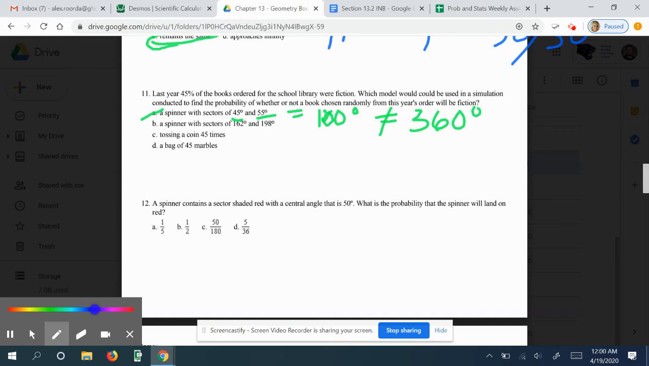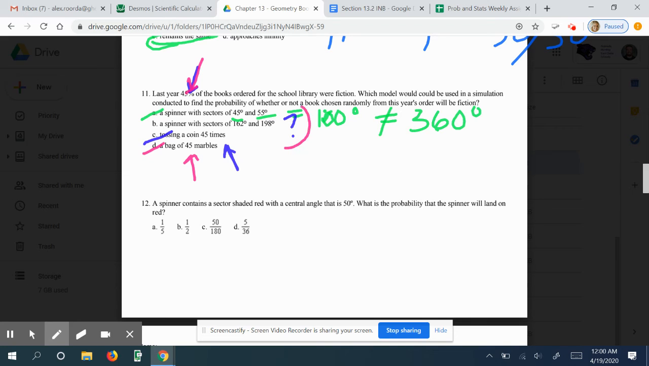Let's go to B. A spinner with sectors of 162 and 198. I'm not quite sure about that, so I'll put a question mark. Next one, tossing a coin 45 times. Now, 45% and 45 times on a coin are not the same thing, so it's not C. And then 45 marbles. Again, 45% and 45 marbles are not the same. So the correct answer is B.